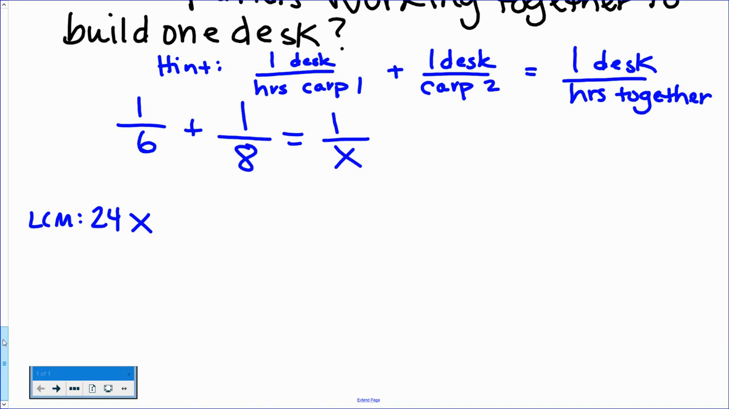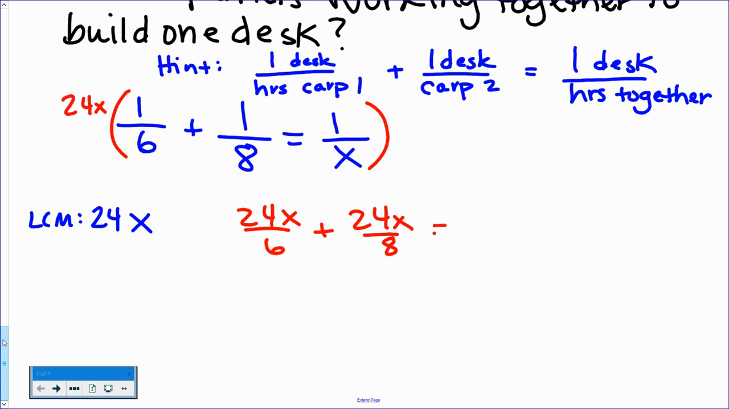If you put too many variables, so if you use x squared or something like that, you're going to create a lot more problems for yourself. But if the number is just a little bit bigger, not a big deal. So I'll multiply everything by 24x. What's nice about this is there's all ones on top. So really it's just 24x over 6, 24x over 8, and 24x over x.